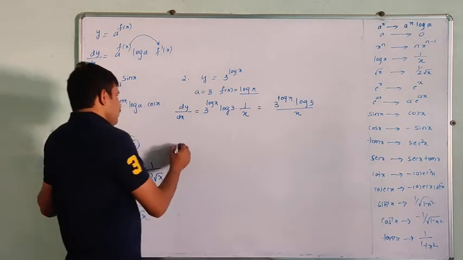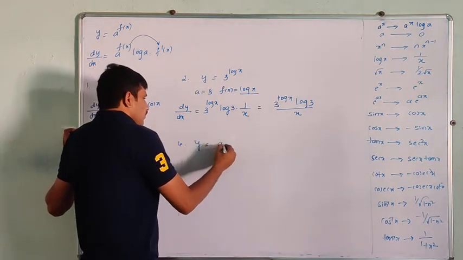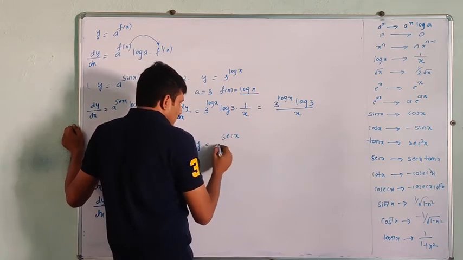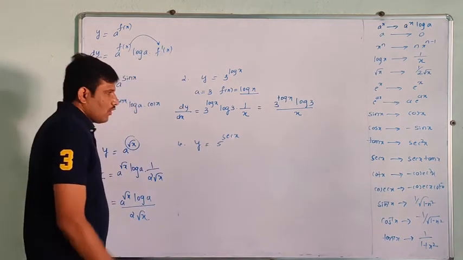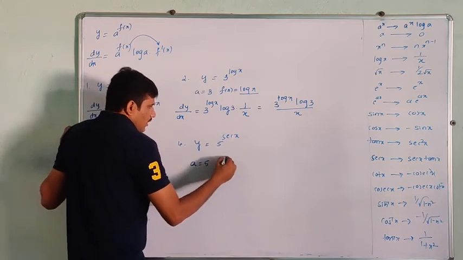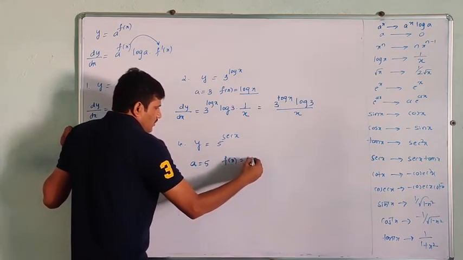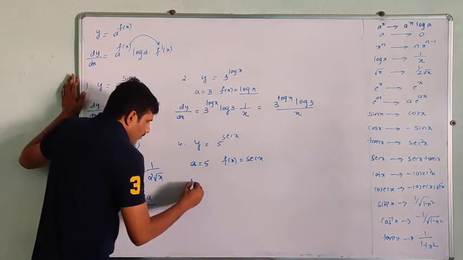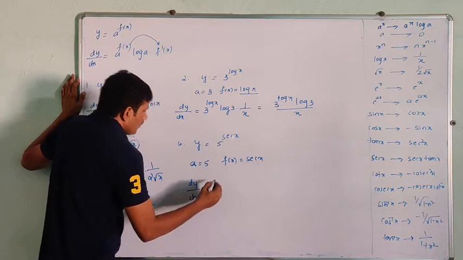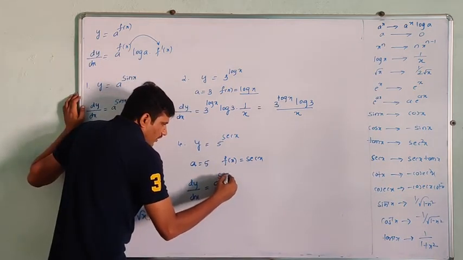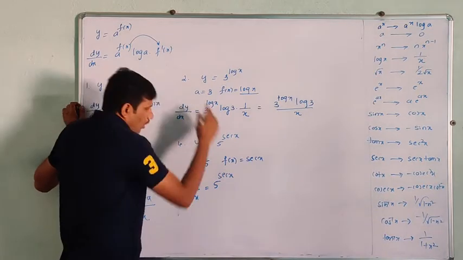Right? So, what is one? Y is equal to a raised to sec x. Let us take it 5 raised to sec x. So, what is a value? Here a value is 5. Right? And what is f of x? F of x value is sec x. What is the derivative, dy by dx? That is a raised to f of x, that is 5 raised to sec x, into log a.